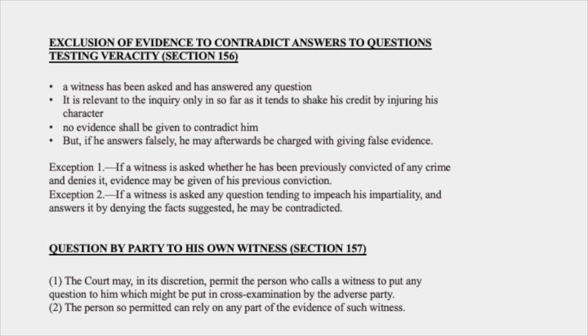The next provision is question by party to his own witness. It is dealt under section 157 of the Act. The court may, in its own discretion, permit the person who is calling the witness to put any question which might otherwise be put to the witness only during cross examination by the adverse party, and the same witness can be used as evidence. The person is permitted to do so.